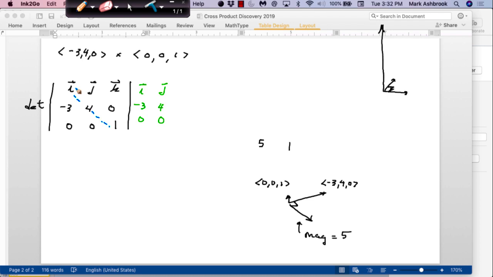Okay, so the 3 diagonals, i, 4, 1, j, 0, 0, and k, -3, 0. Do you see those 3 diagonals down to the right? So we're going to multiply down those diagonals and then add. So it's going to be 4i is the first diagonal plus 0j plus 0k. Did you follow that much?